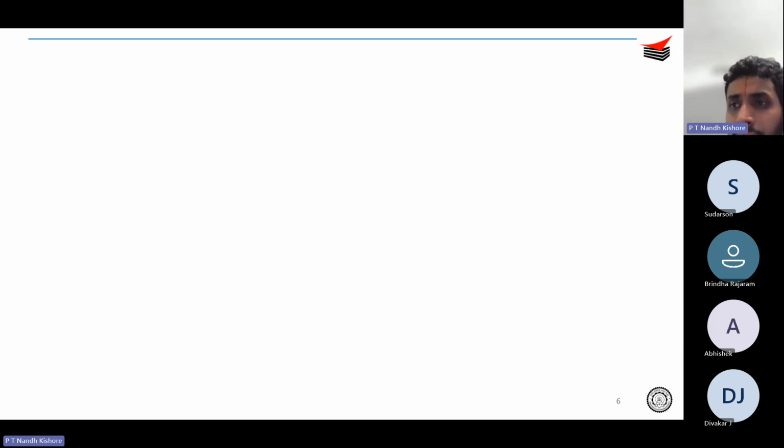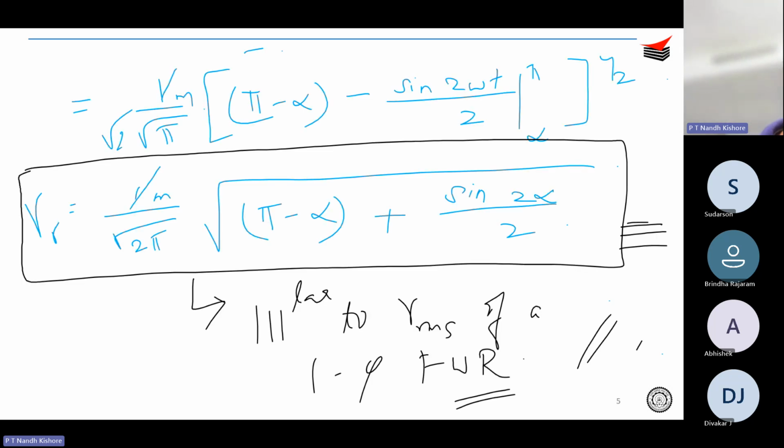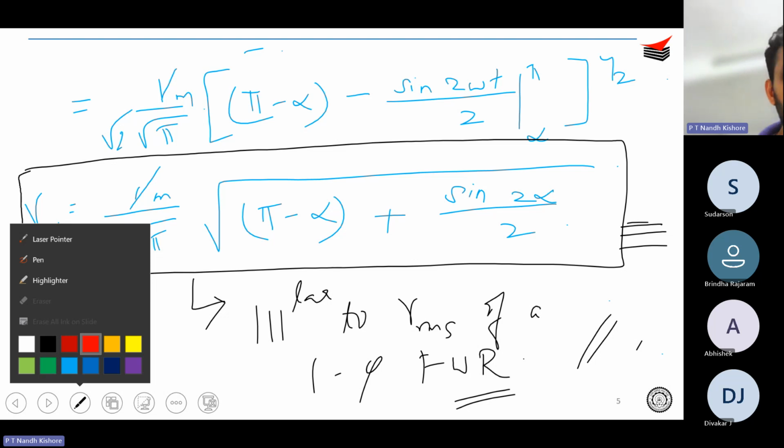Okay, fine. So then we will move on to the next parameter. So this was about your RMS, right? So what about your power factor? We need to talk about your power factor since we are dealing with AC quantities over here.